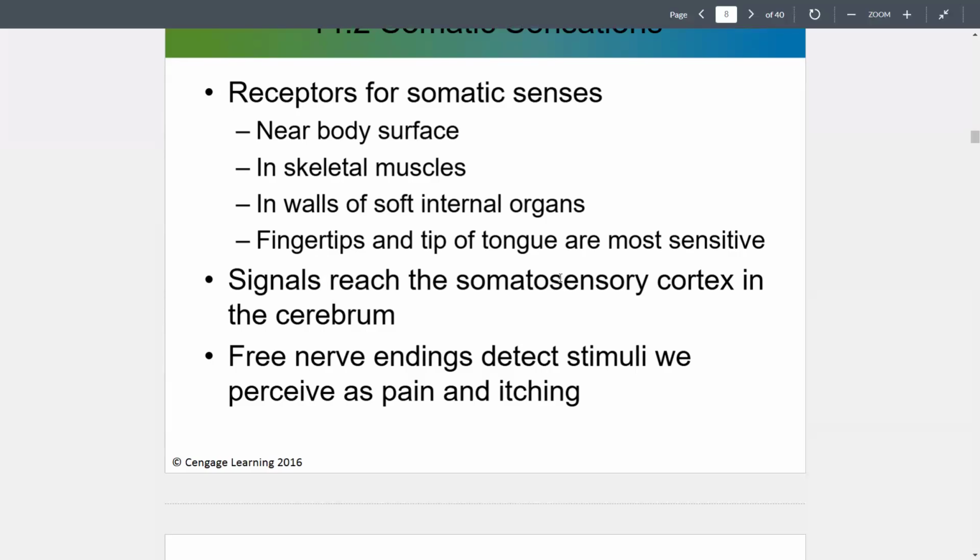And then they get to this one spot in your brain, the somatosensory cortex. So there's one spot that handles all of that information in your cerebrum, which is the big part of your brain, the folded part.